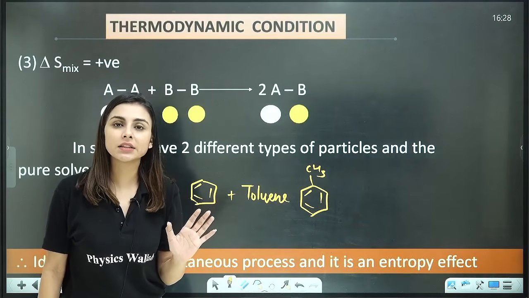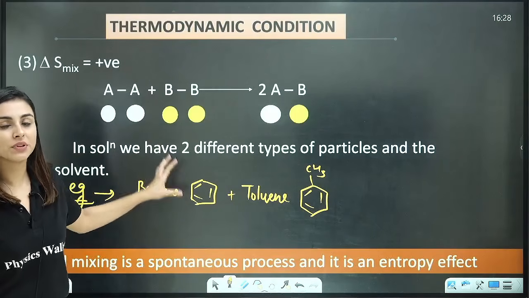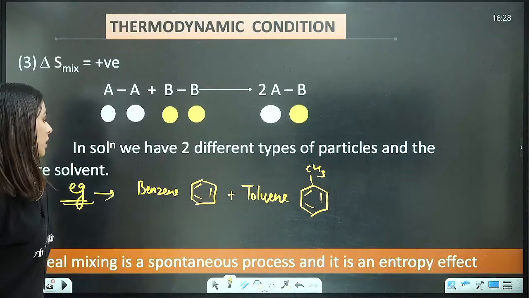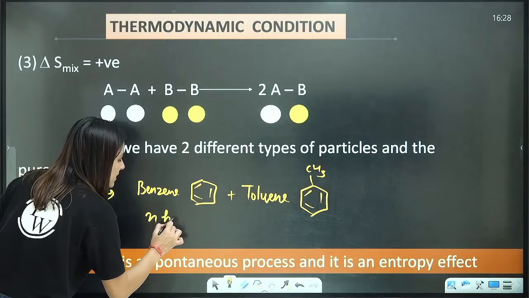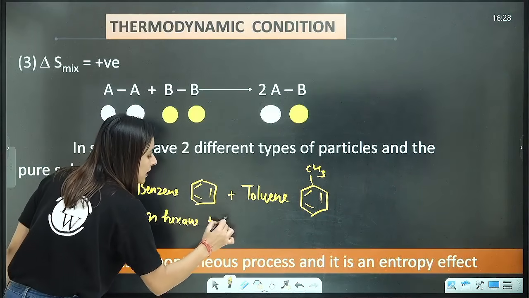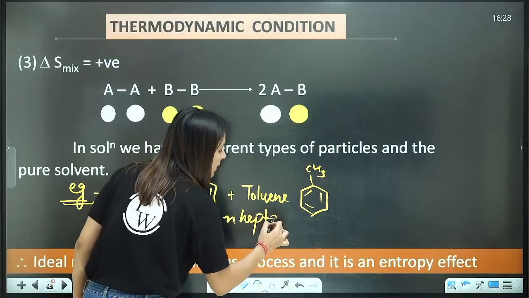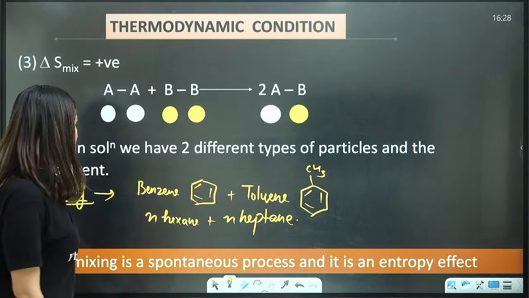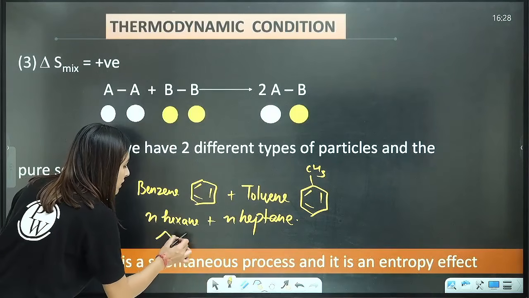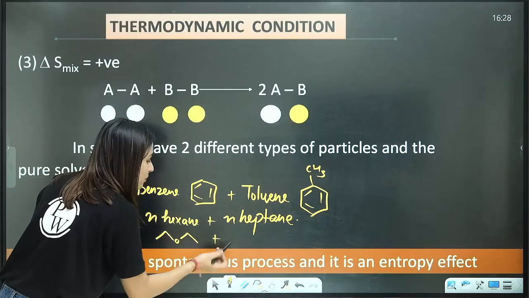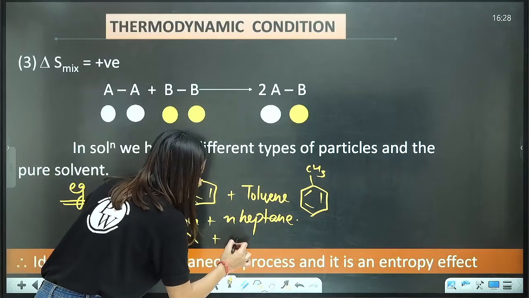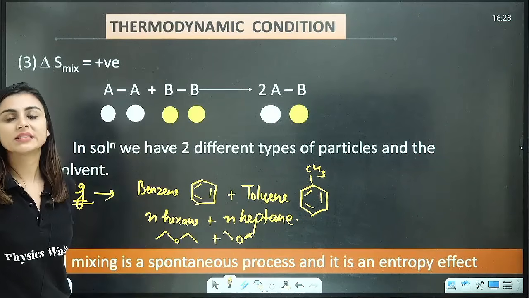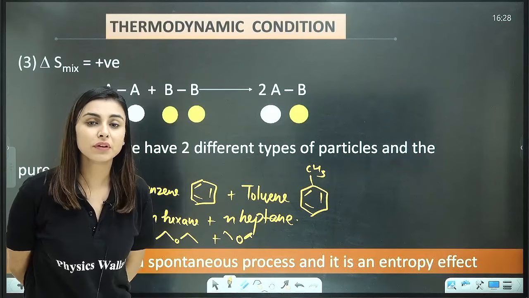Don't memorize any other thing, just memorize the examples given in your NCERT. Only and only that is important. Okay? Or it can be n-hexane plus n-heptane, right? This is also an example of an ideal solution. Also, you can say that diethyl ether and dimethyl ether. Okay, so this is also an example of what?